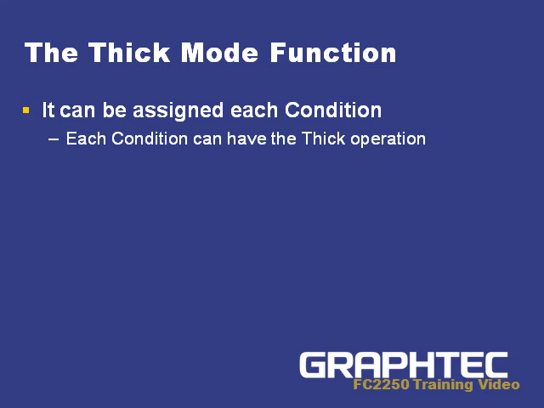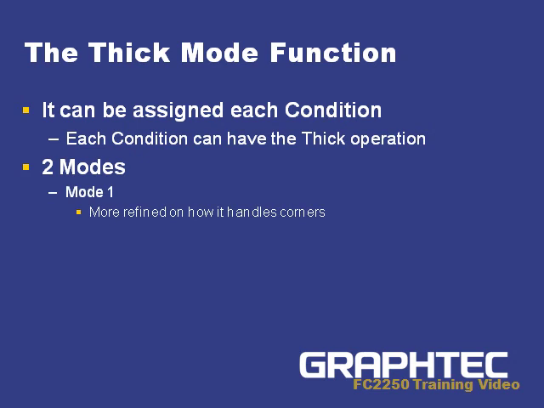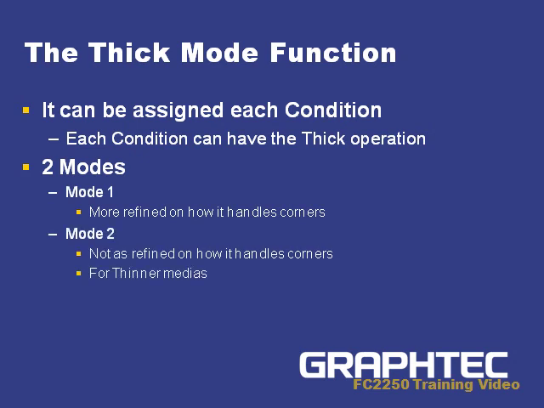I'll show you how to turn this on in this segment. Second, it has two modes. Mode 1 and Mode 2 are different in that Mode 1 is a little bit more refined when it goes around the corner. Mode 2 is not so much refined. Mode 2 is for thinner materials that possibly don't need as much of that type of operation.